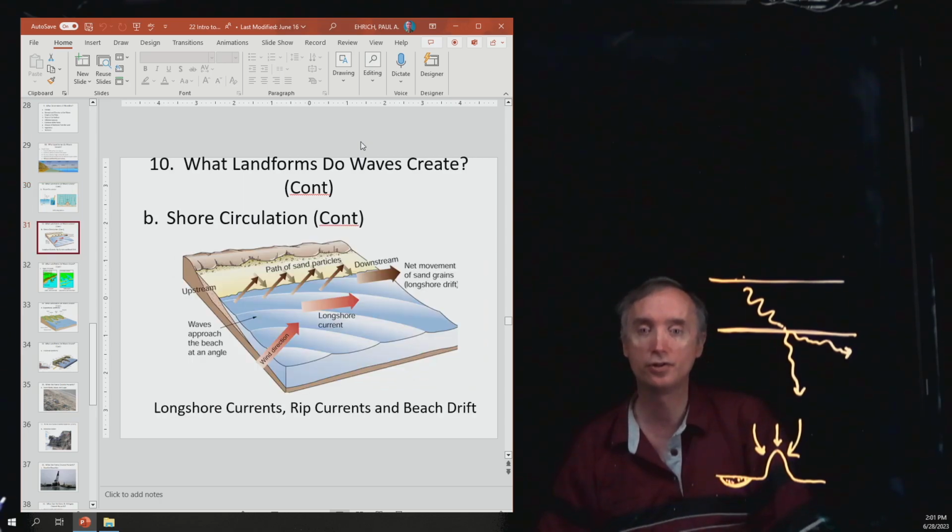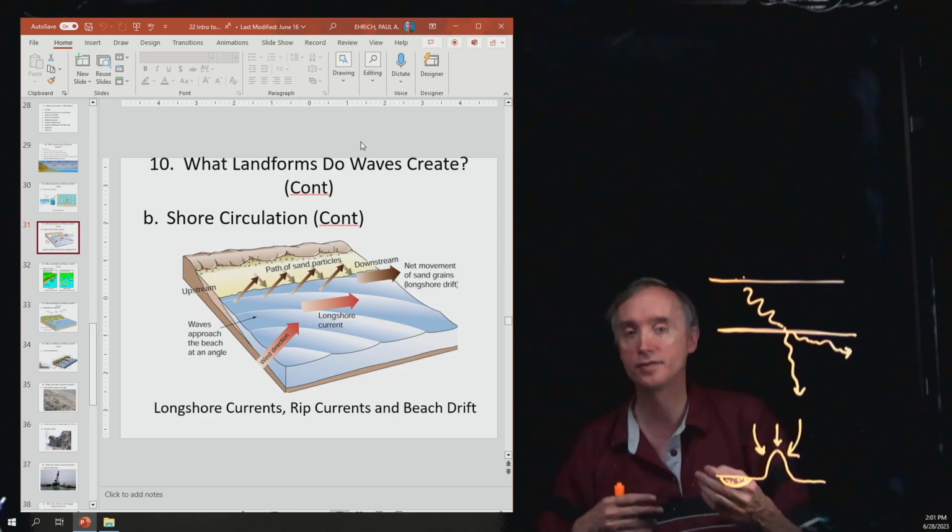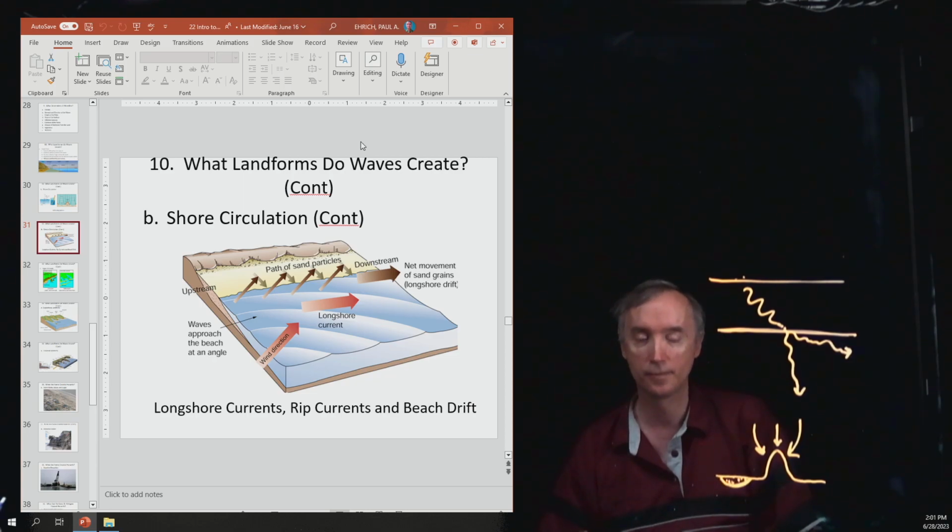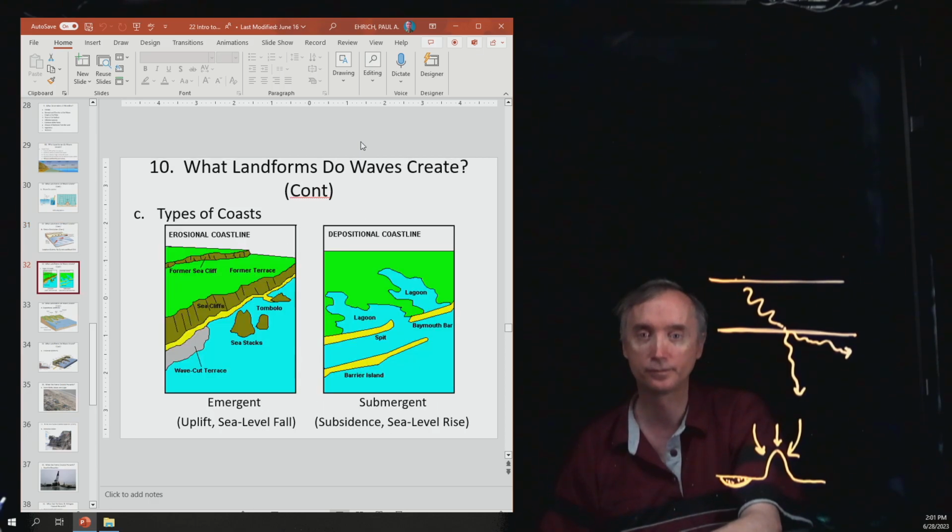Another thing you should know about is what a longshore current is, what a rip current is, and what beach drift is. So study that picture. Those are just some words that you need to know for the exam.